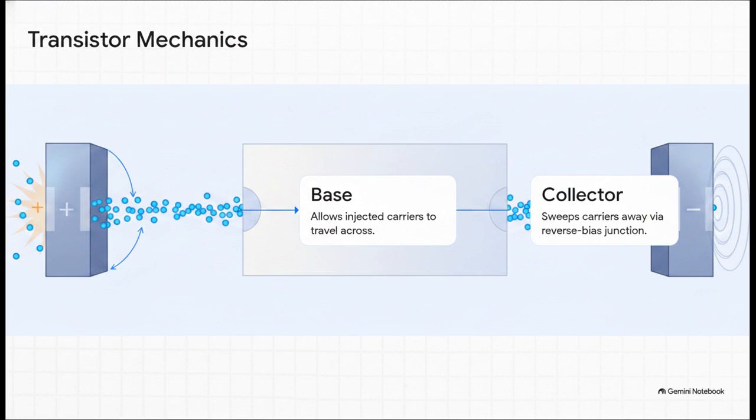Step 1. The emitter acts as a forward bias junction, actively injecting minority carriers into the system. Step 2. The intermediate base layer allows these carriers to travel across. And finally, Step 3, the collector, acting as a reverse bias junction, basically acts like a giant vacuum, sweeping those carriers away and out of the system. This perfectly controlled flow is exactly what allows for the amplification and switching that makes all digital logic possible.